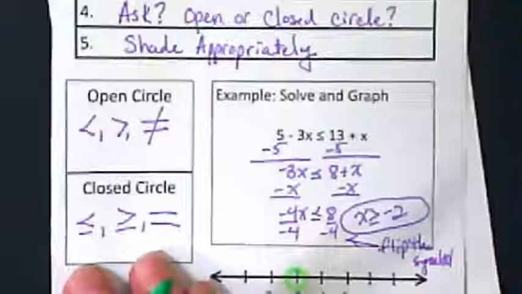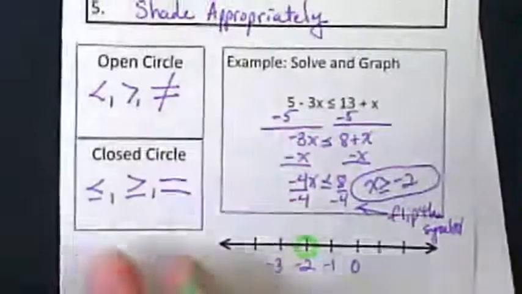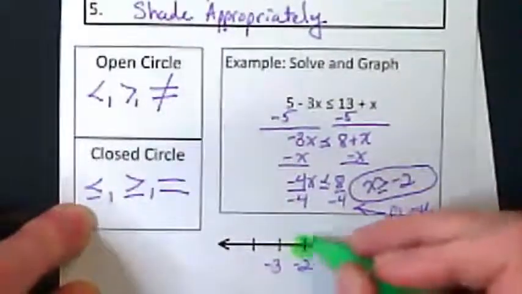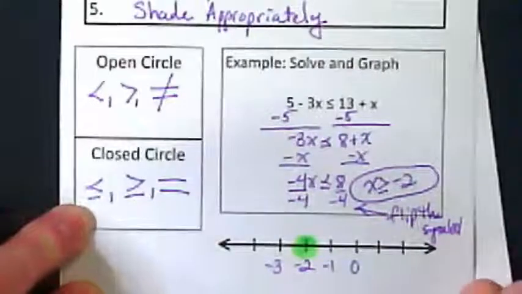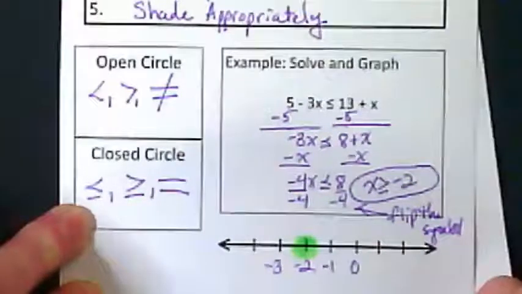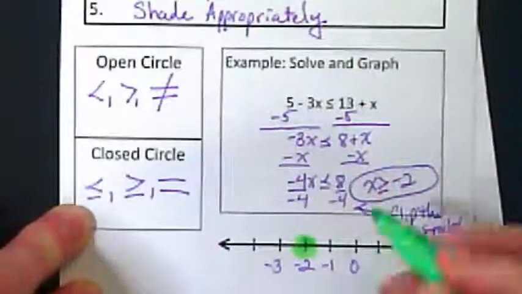Step four says ask, open or closed circle. What is it in this case? It's closed. It is greater than or equal to, and the equal to makes it closed. And then which direction do we go? Greater than means to the right.